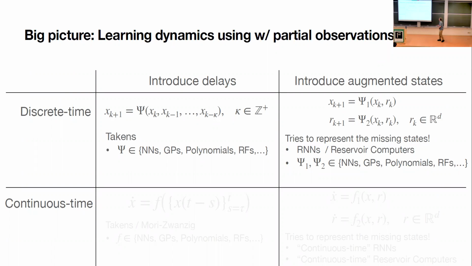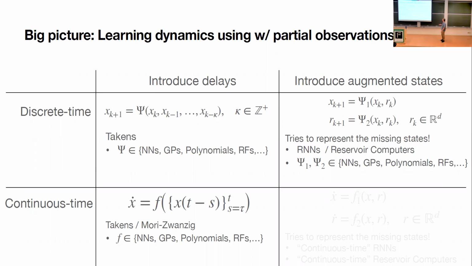Okay, so that's the discrete time perspective. And then all of this can just be lifted also to continuous time, maybe like methods that are defined in continuous time. Good. So in that case, what is the delay perspective? Still Tokens, or you might call it Mori-Swansig in this setting.